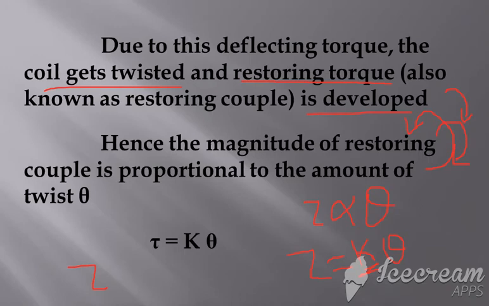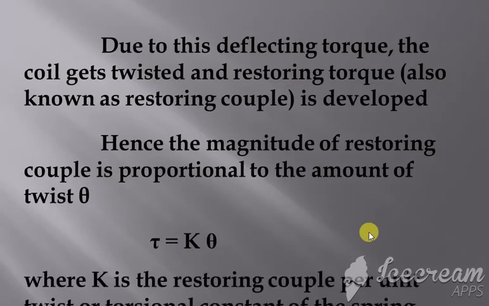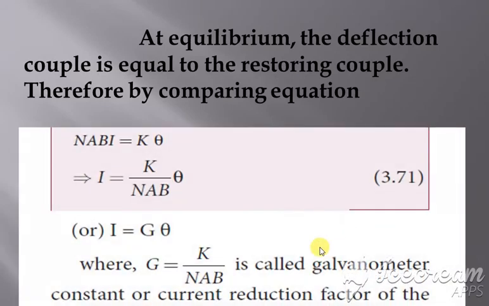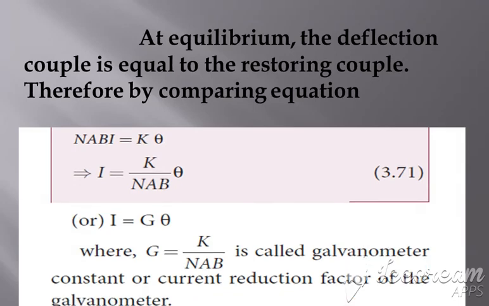So the next step we are going to write it as NAB into I, which is equal to K into theta. K is the restoring couple. At equilibrium, the deflecting couple is equal to the restoring couple. அதனால என்ன பண்ணுறோன்னா, we are going to compare these two equations, so that we get the value of I. NABI is equal to K into theta, இல்லையா? ஸோ இதிலிருந்து நம்மளுக்கு I மட்டும் வேணும் அப்படின்னா, we are going to bring all these terms down. So we get I which is equal to K divided by NBA.